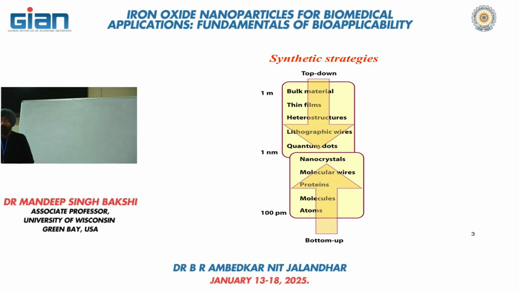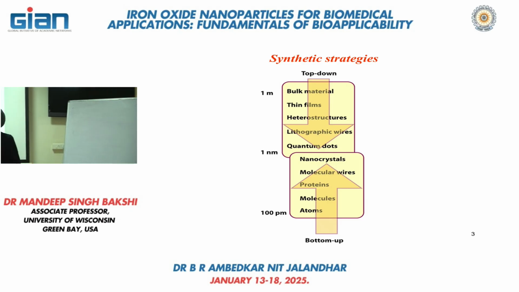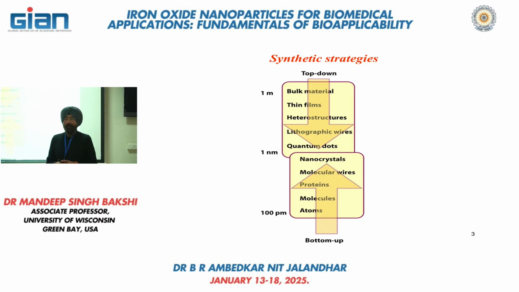What is the meaning of top-down? Top-down means we have a large amount of material whose nanoparticles we want to make, right? And we will grind it with something. We will use mechanical force in order to convert the bigger size into a smaller size. That is a very crude way of producing nanomaterials. Usually the top-down approach is not fruitful in producing nanomaterials of the same dimensions and size. So therefore, it is not that popular.